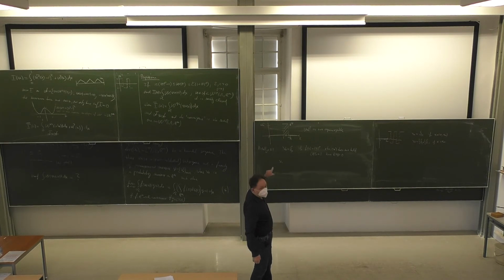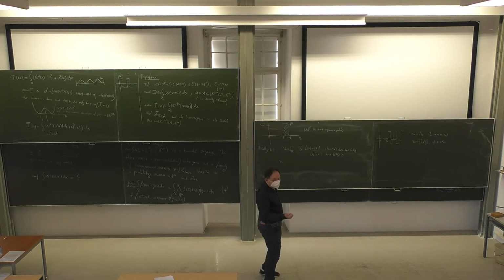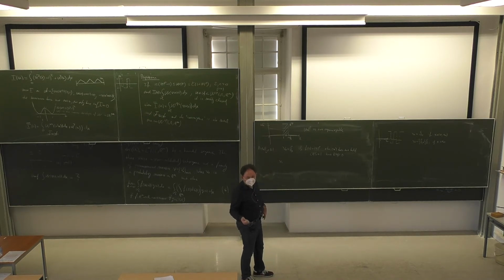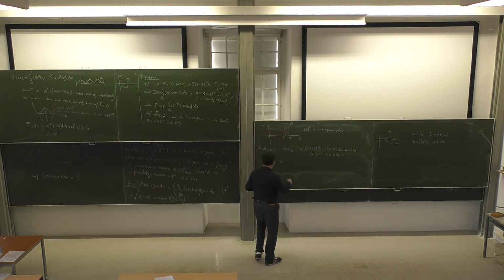You mean for the example here? I mean, for x equal 1. Because you can change it on a measure zero set, but not everywhere. But if you want, we can say that nu 1 is Dirac at, whatever. I mean, arbitrary.